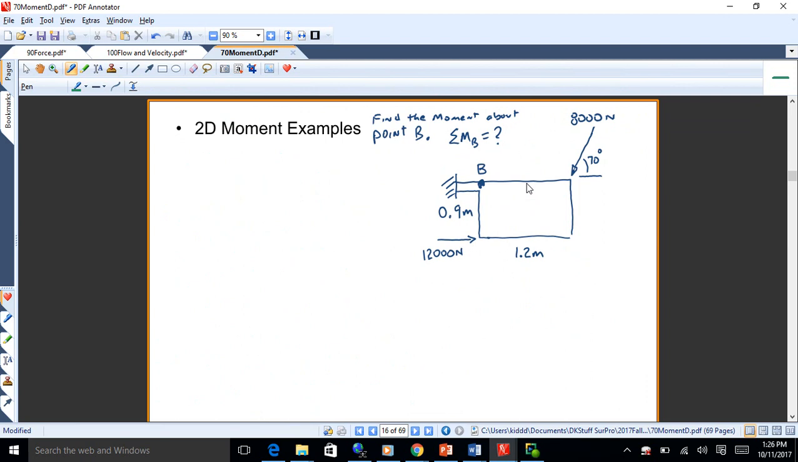Okay, here's a similar shape. We've moved the connection point up to B. Same dimensions, but I've added a force down in the lower left-hand corner. Why don't you find the moment about point B? So it's the same shape, same force in the upper right-hand corner, a new force down in the lower left-hand corner, and a different point we're taking moments about. I'm taking moments about B now.